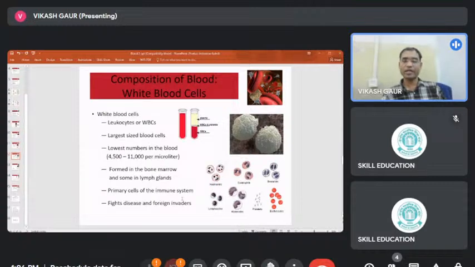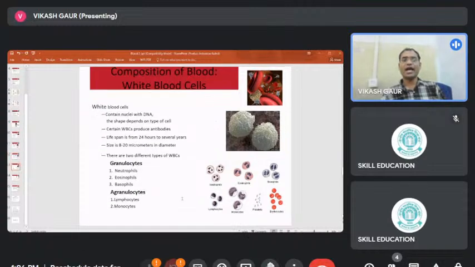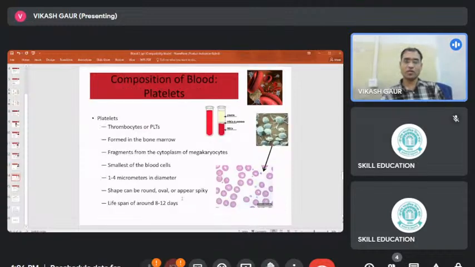RBC having a hemoglobin concentration, and WBC: what number of WBCs should be in a human being, and what is the main function of WBC. The classification of WBC is into granulocyte and agranulocyte. In granulocyte, three types of cells are there according to nucleus structure: multi-lobed neutrophil, eosinophil, basophil. Agranulocyte has two types, lymphocyte and monocytes. And the third type of cells is platelets.